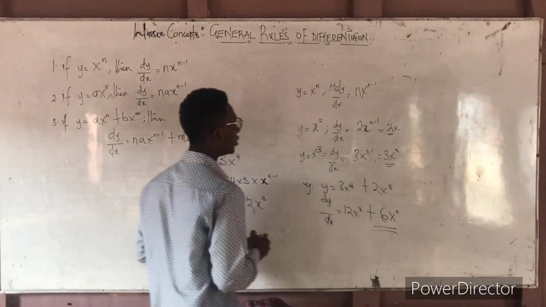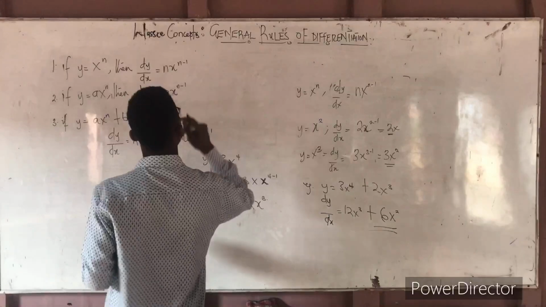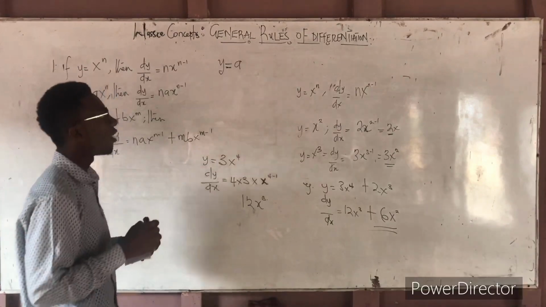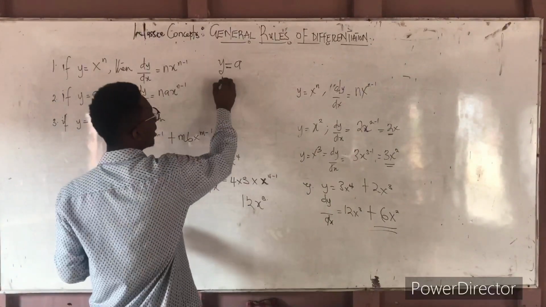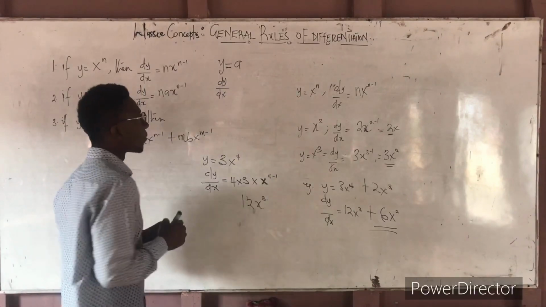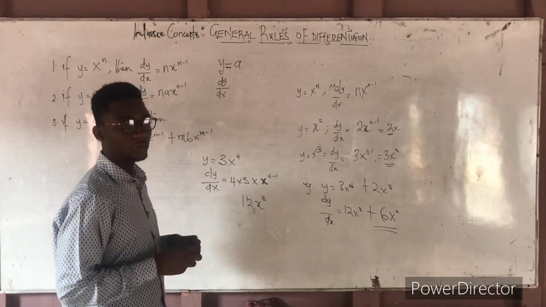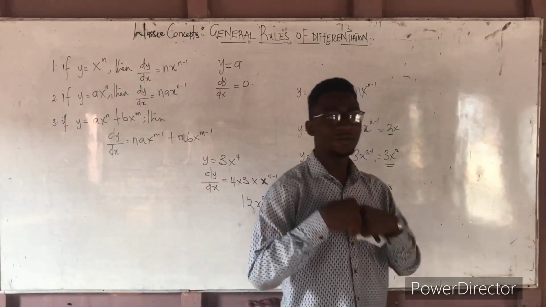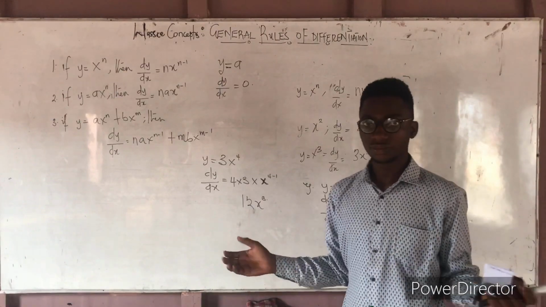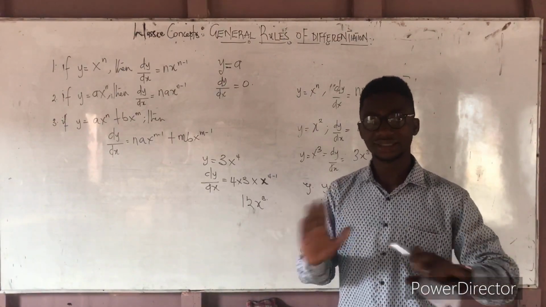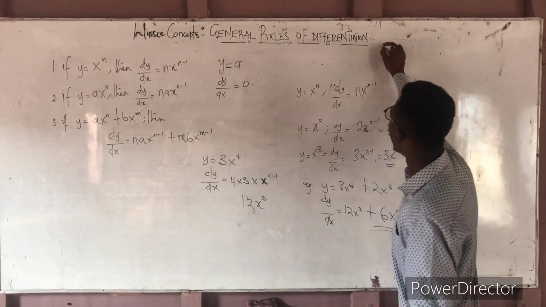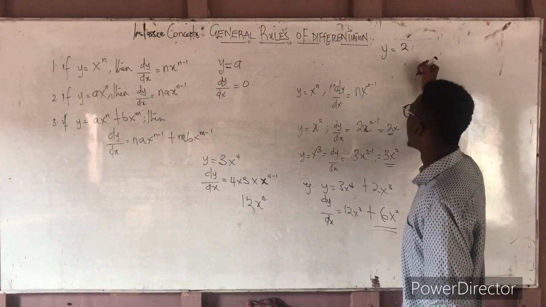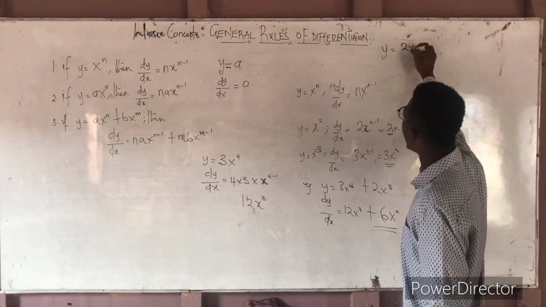Now take note, anytime you have a constant, let's say y is equal to a, and you are asked to find the derivative of this particular function, it is equal to 0. So in other terms, when you differentiate a constant, it gives you 0. What do I mean by that? If you have y is equal to 2 and you want to differentiate the 2, how do we do it? Realize that the 2 here means that there is 2x exponent 0.